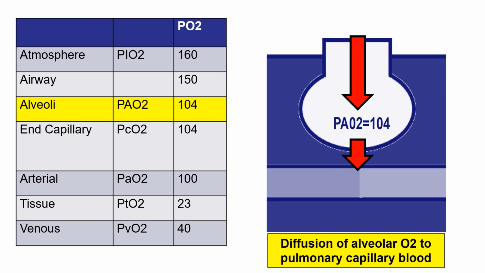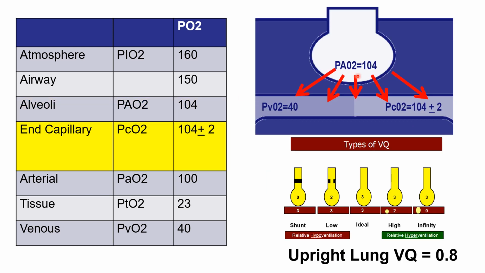So from 150, the oxygen tension in the airways goes down to 104 in the alveolar air. The reason for this is the diffusion of oxygen along the AC membrane. As mentioned, alveolar gas diffuses along the AC membrane into the blood in the pulmonary capillary.